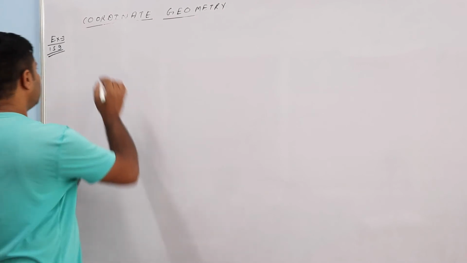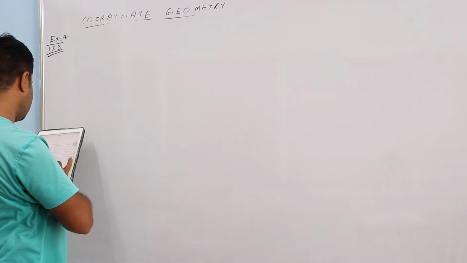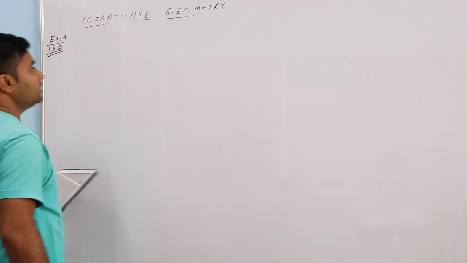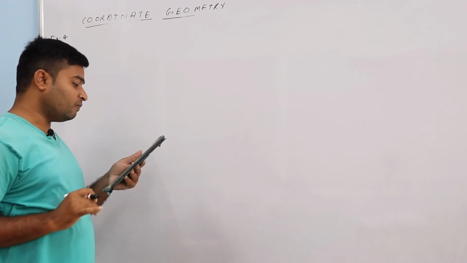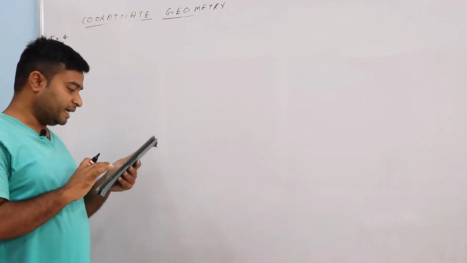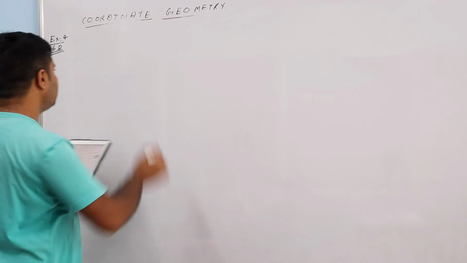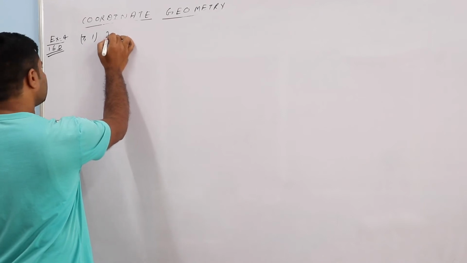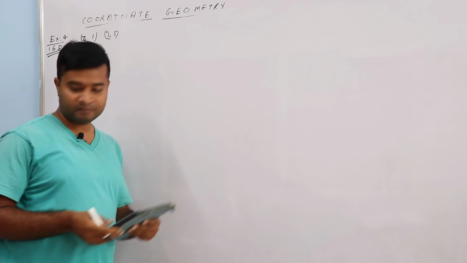See, question example number 4, page number 160. Find a relation between x and y such that the point x comma y is equidistant from 7 comma 1 and 3 comma 5.